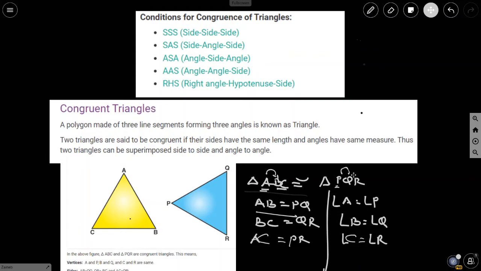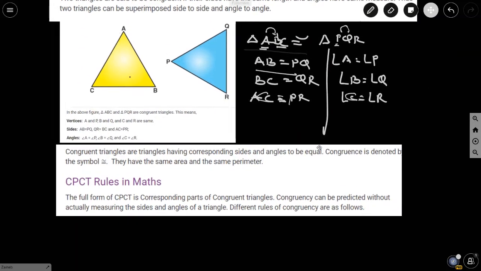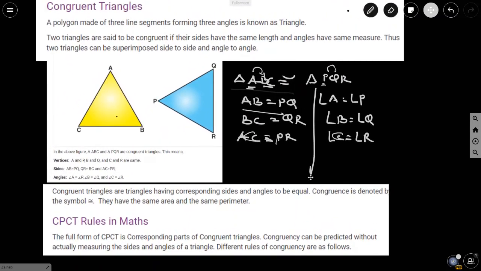Let us start the congruency, and before that, CPCT. CPCT means that from the criteria we get only three parts, like three sides, or two angles and one side, but we know the other three parts are there. The corresponding angles and sides of congruent triangles are also equal. That is CPCT, corresponding parts of congruent triangles.